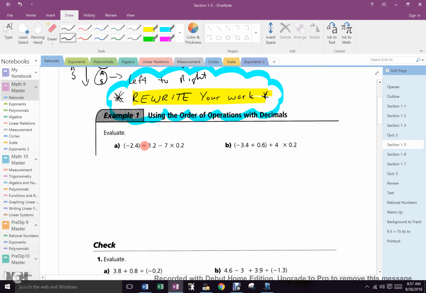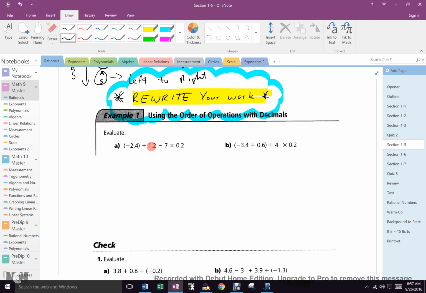Now, let's pretend that you guys can't divide that in your head. What do you get to do if you can't do the step in your head? Calculator. What is negative 2.4 divided by 1.2? Get out your calculator if you need to. Negative 2.